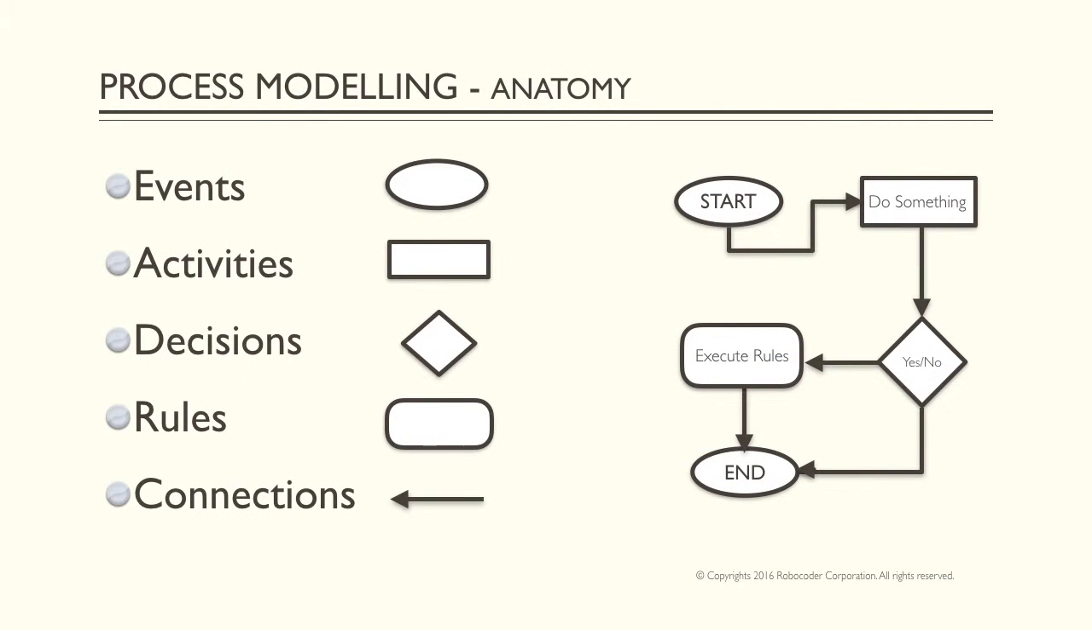A process can be broken down into 5 components: event, activities, decisions, rules, and connections. The oval shape can represent an event, most notably the start and end of a process. Activities or action can be represented by a rectangle. Decision can be represented by a diamond shape with multiple ins and outs. Business rules can be represented by a round rectangle. The connections are just simple one-way arrows.